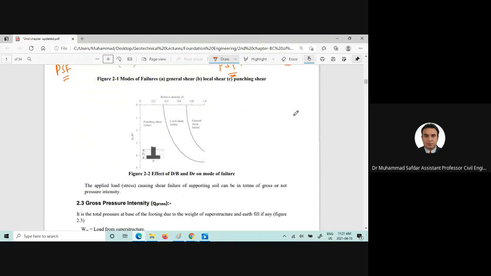Now, a relation or an estimation of the different types of failure mode can also be made by comparing with the relative density of the sand. Now, I would request a short discussion. What is relative density of the sand?